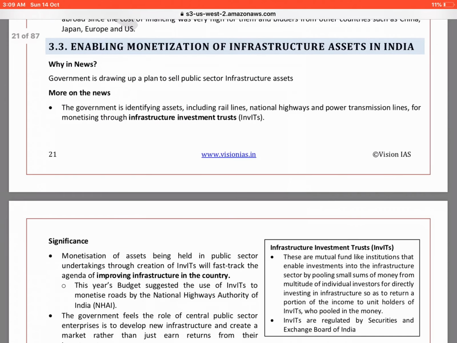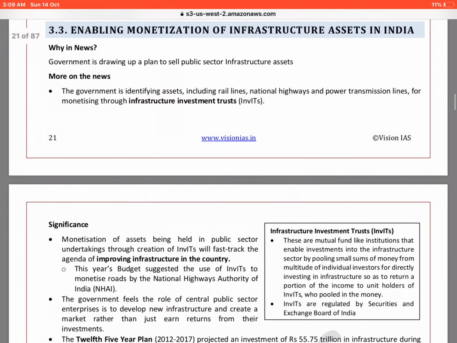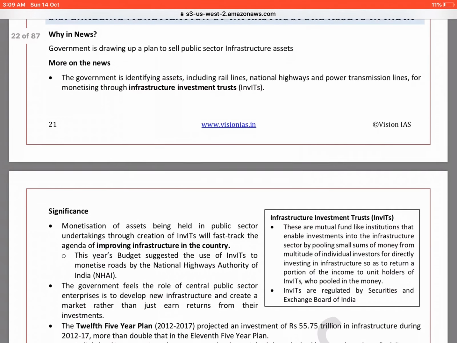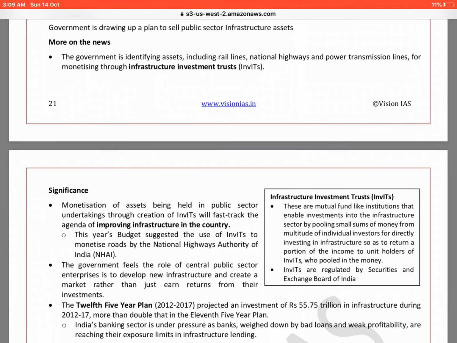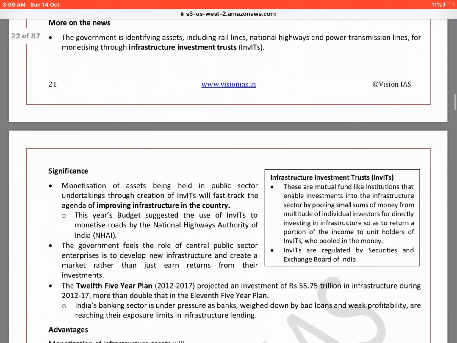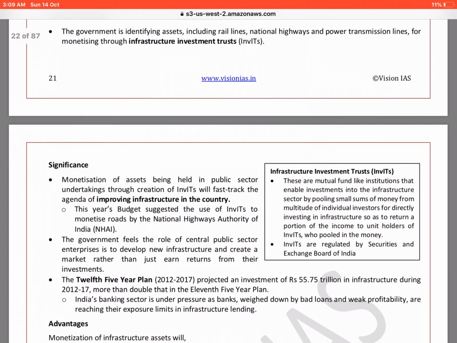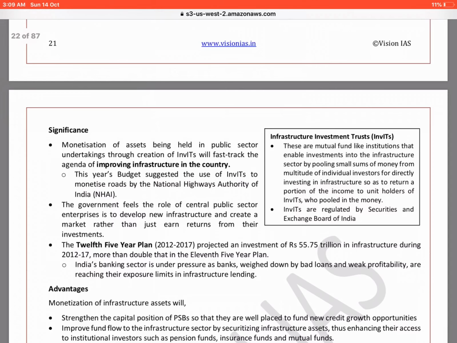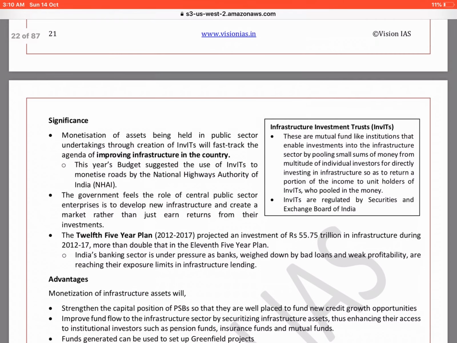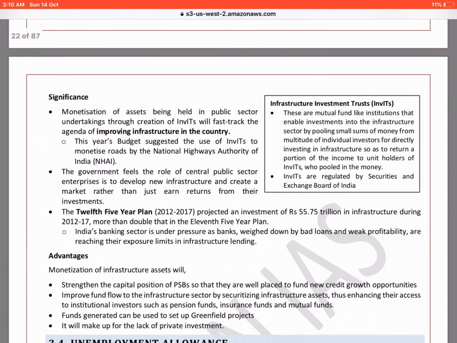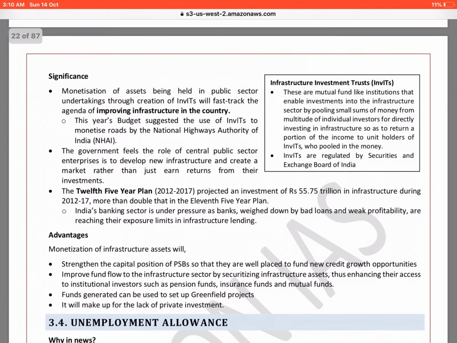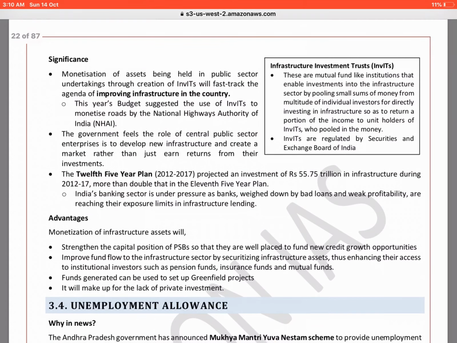Next is enabling monetization of infrastructure assets in India. So the government is drawing up a plan to sell public sector infrastructure asset. The government is identifying assets including rail lines, national highways, and power transmission lines for monetization through infrastructure investment trust like InvITs. So, what is an InvITs? Infrastructure Investment Trust. These are mutual fund like institutions that enable investments into the infrastructure sector by pooling small sum of money from multitude of individual investor for directly investing in infrastructure. So it's just like a mutual fund.